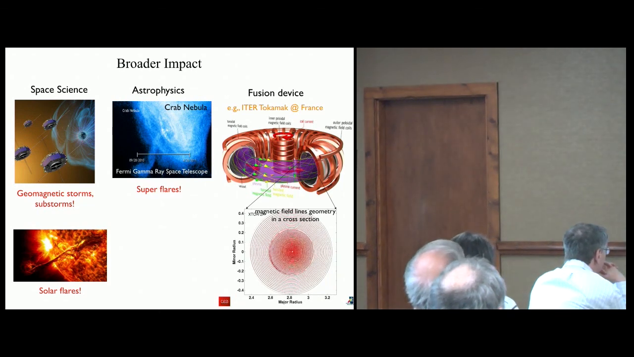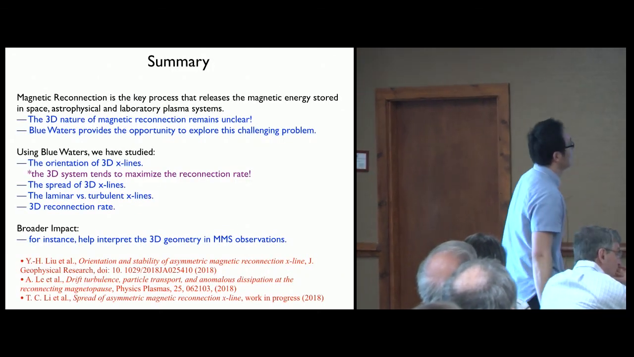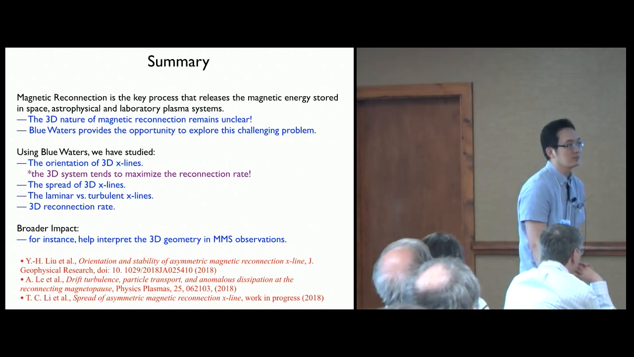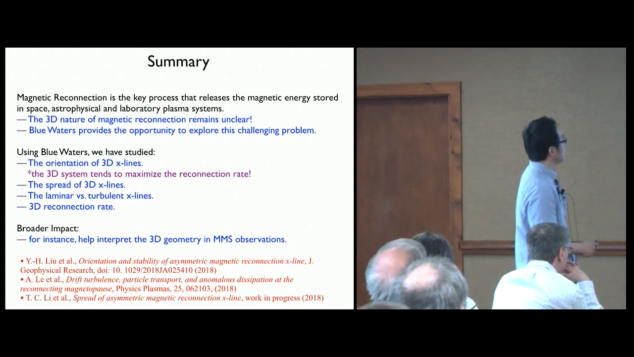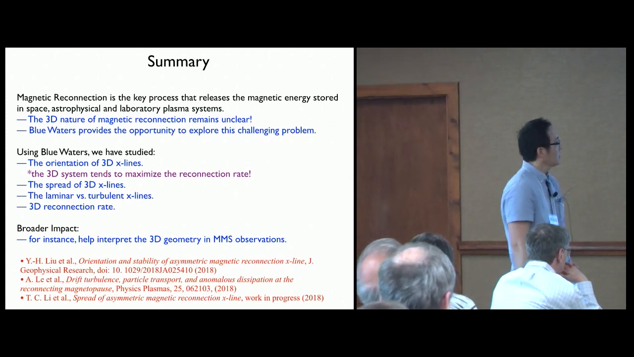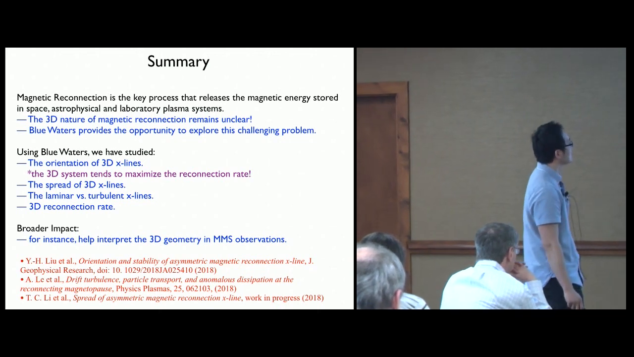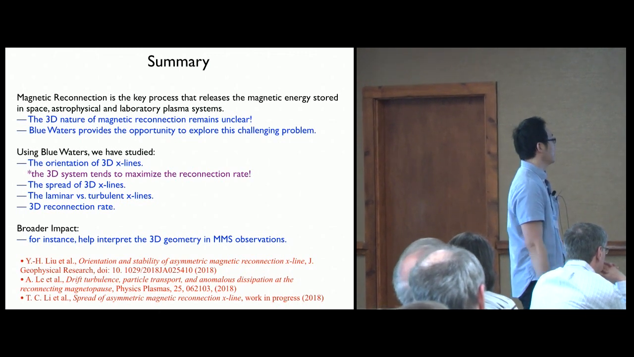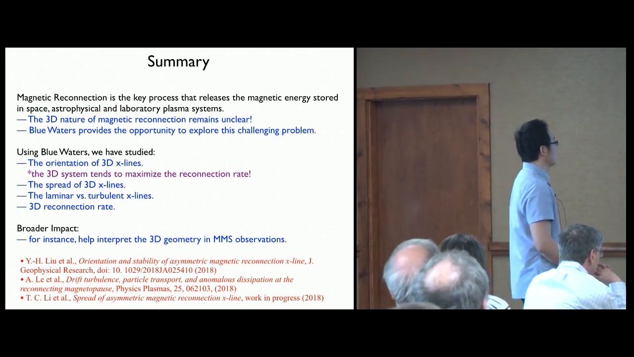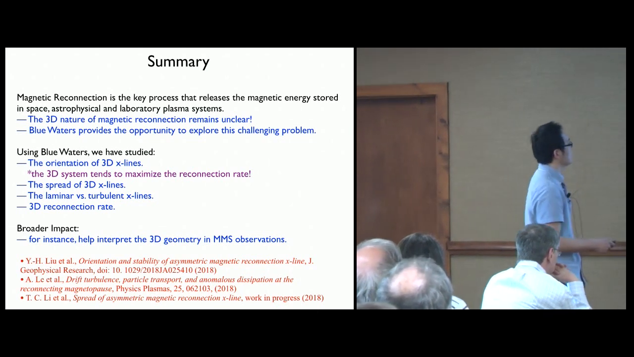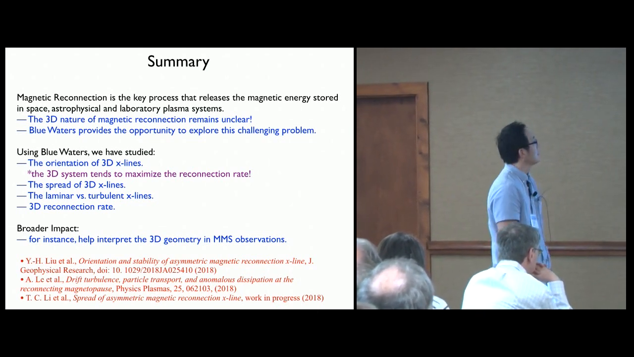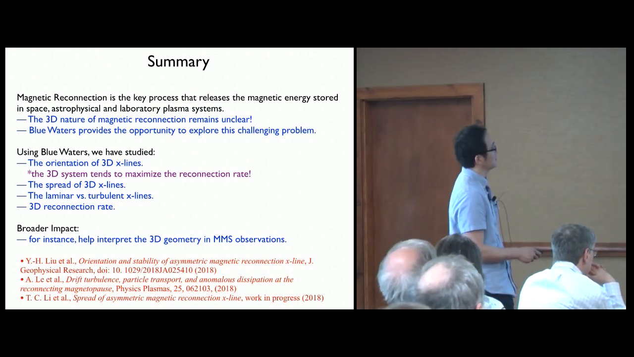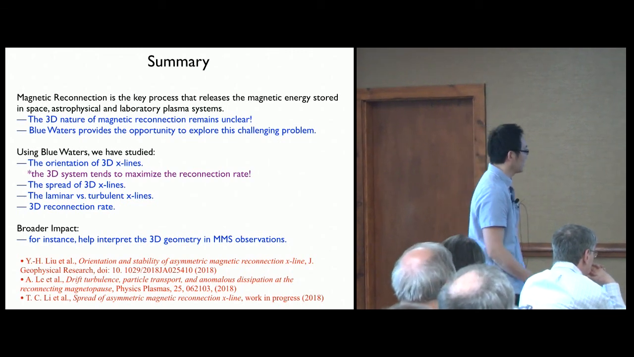They don't like reconnection. Okay, in summary, reconnection is a key process to release the magnetic energy stored in space, astrophysical, and laboratory plasma systems. And the 3D nature of reconnection remains unclear, and you need Blue Waters to study this, for example. In the past 2 years, we used Blue Waters. We have studied the orientation of the 3D X-line and gave evidence that 3D systems tend to maximize the reconnection rate. We also studied the spread of the 3D X-line, and we also studied the laminar versus turbulent X-line and the 3D reconnection rate.